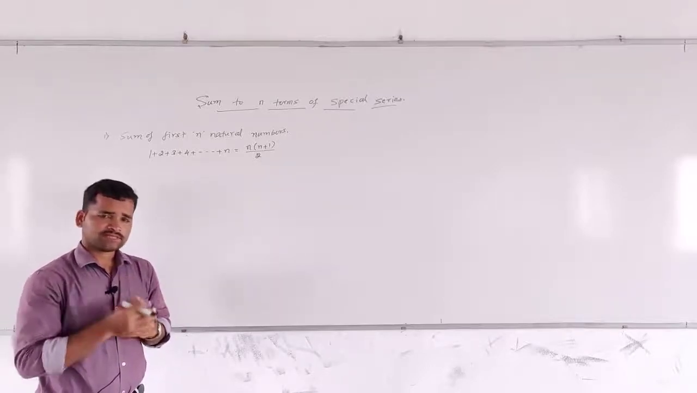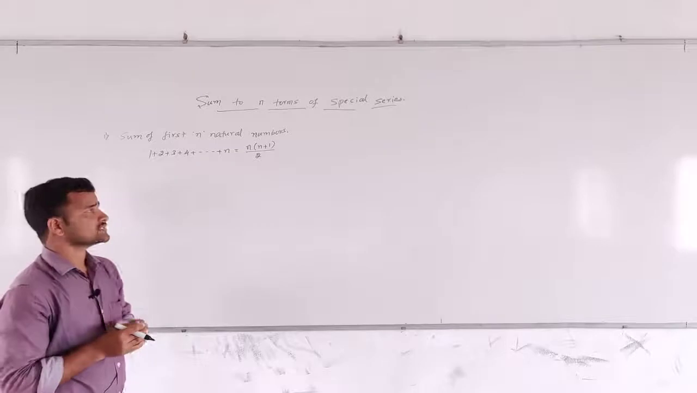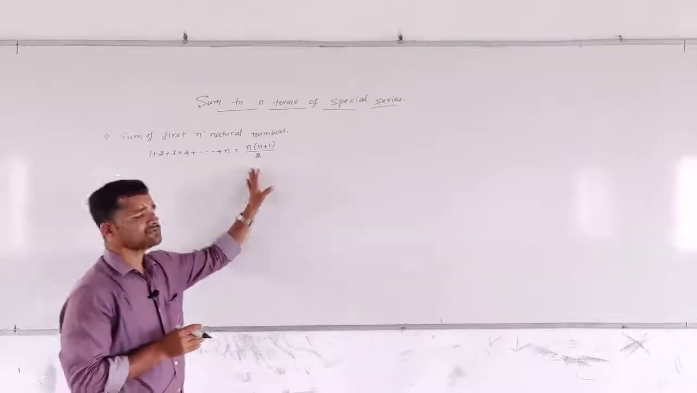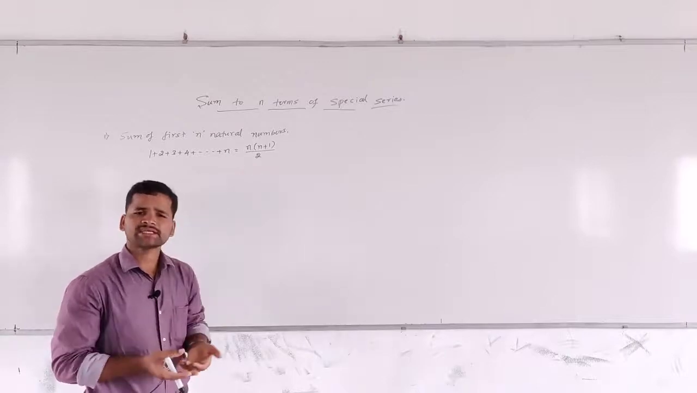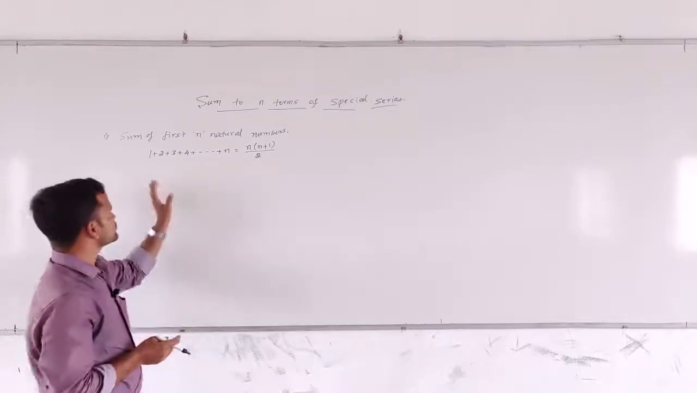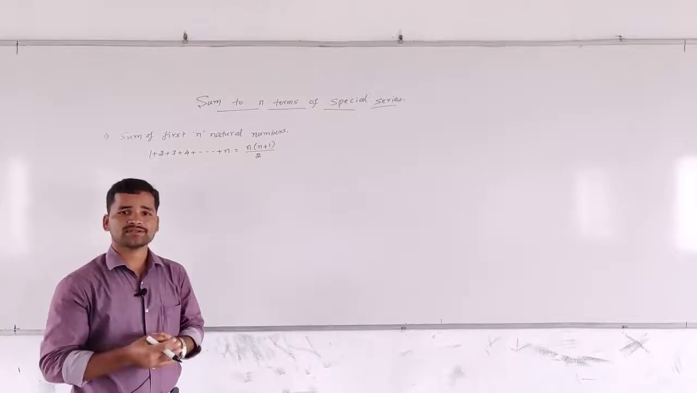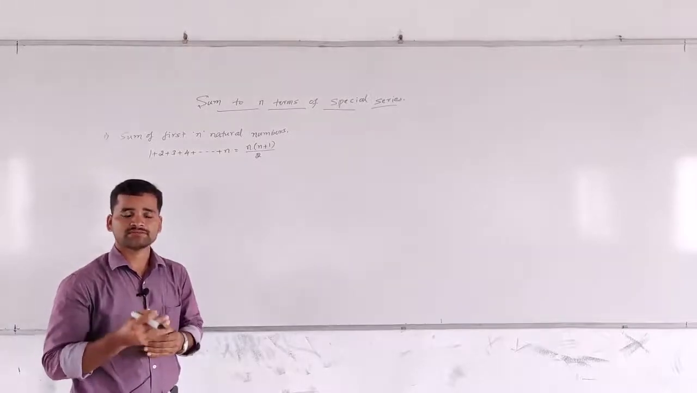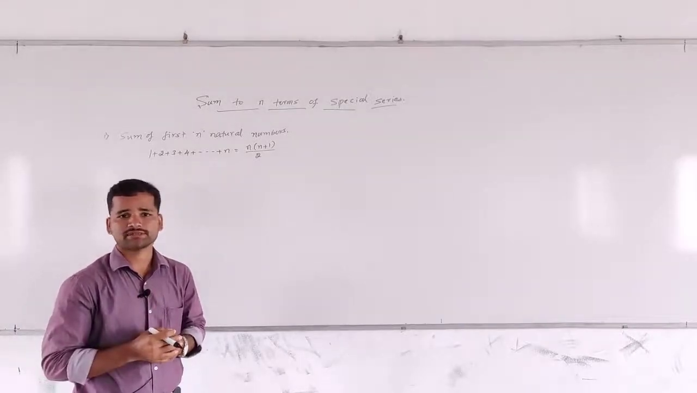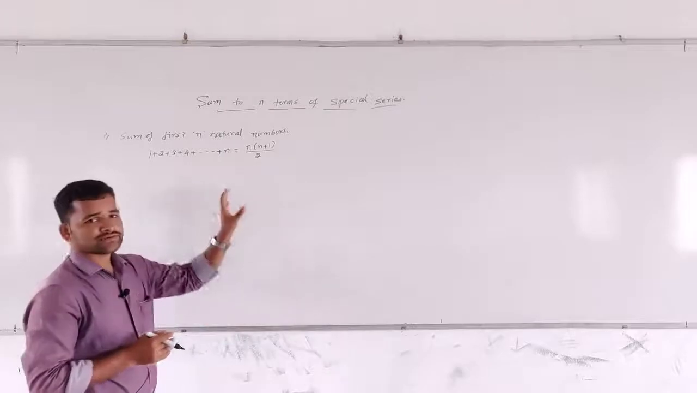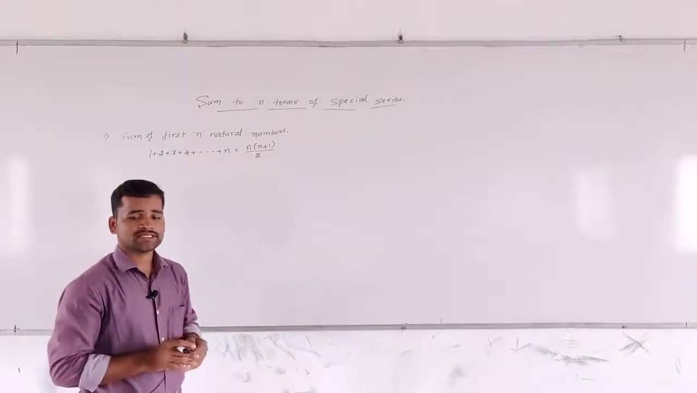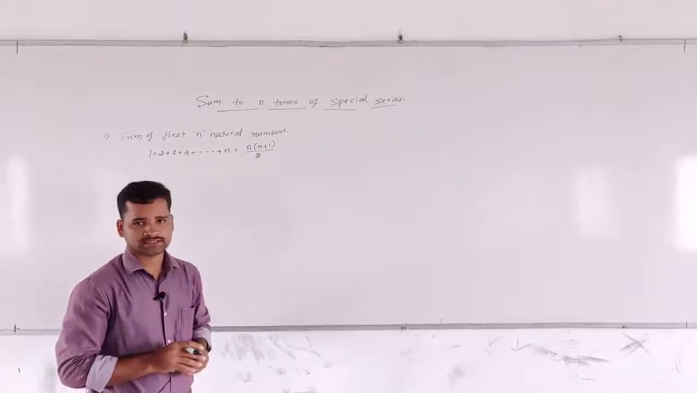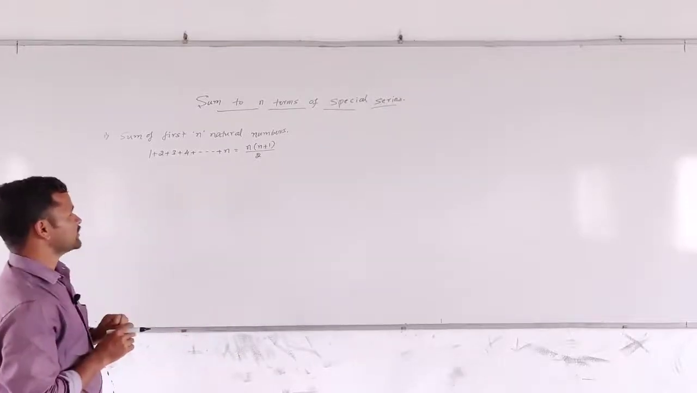That is somewhat bigger calculation. Instead of that, simply if we substitute n is equal to 10 in this formula, it gives us the answer. Suppose we want the sum of first 100 natural numbers, in the sense 1 plus 2 plus 3 plus up to 100, we want the sum. Instead of taking the sum of all those 100 terms, if we substitute n is equal to 100, directly it gives us the answer. Now we are going to derive how this is.